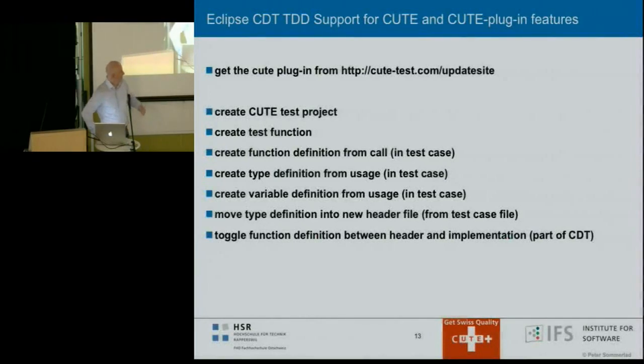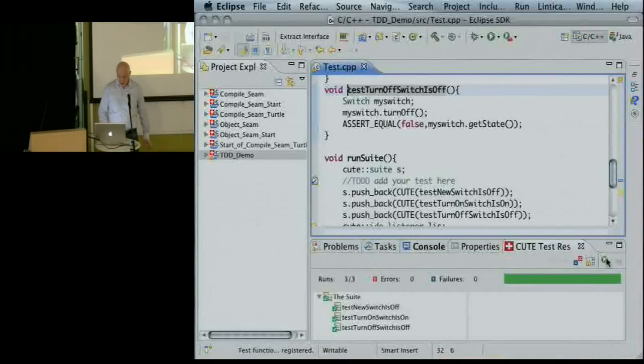What we've seen is, well, I didn't show you actually the creating of the Qt project. I prepared that. We created a test function. We created a function definition from a call. We created a type definition from usage. Oh, I forgot something. That's moving the type definition into a new header file.